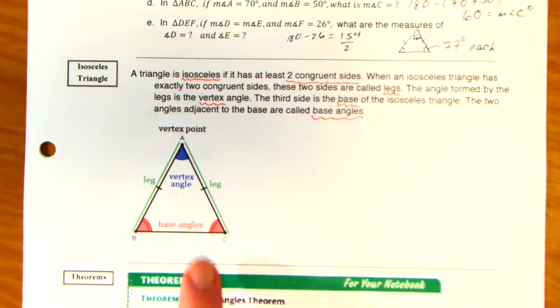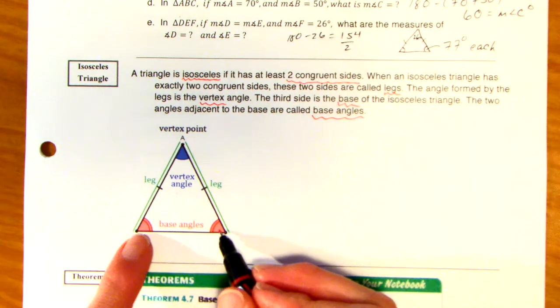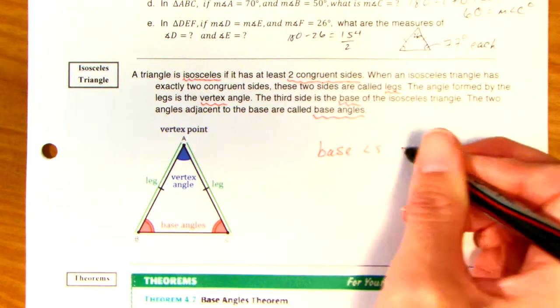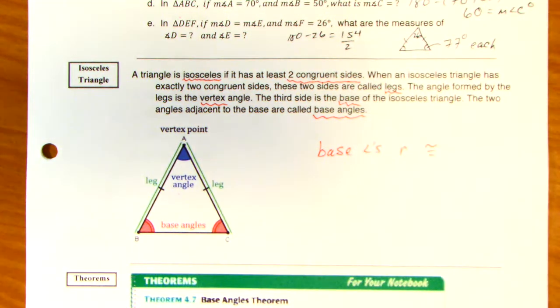Here's a really nice picture. Sorry that yours is printed off in black and white. But what I want you to remember is the base angles are congruent. That's the most important part. It's weird how this red pen turns out orange.